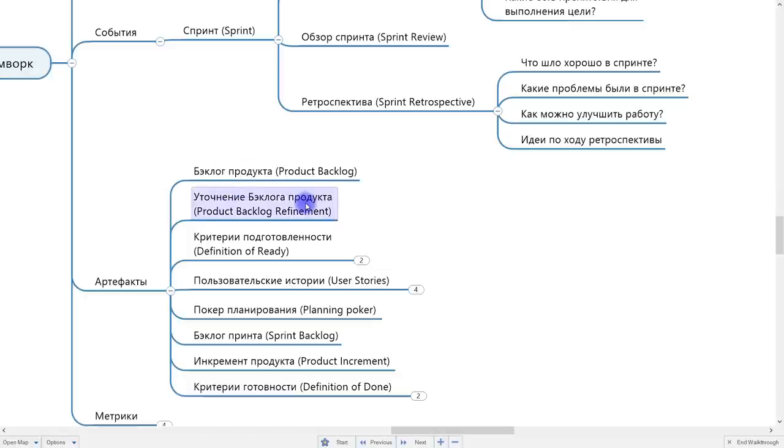Attached to the backlog is, shall we say, such a ceremony as product backlog refinement. Product backlog refinement. What is it in general? The main purpose of this event is to refine, evaluate, and organize the elements in the product backlog. That is, for example, a Scrum team and a product owner get together, and the product owner presents you some new user stories he has written.